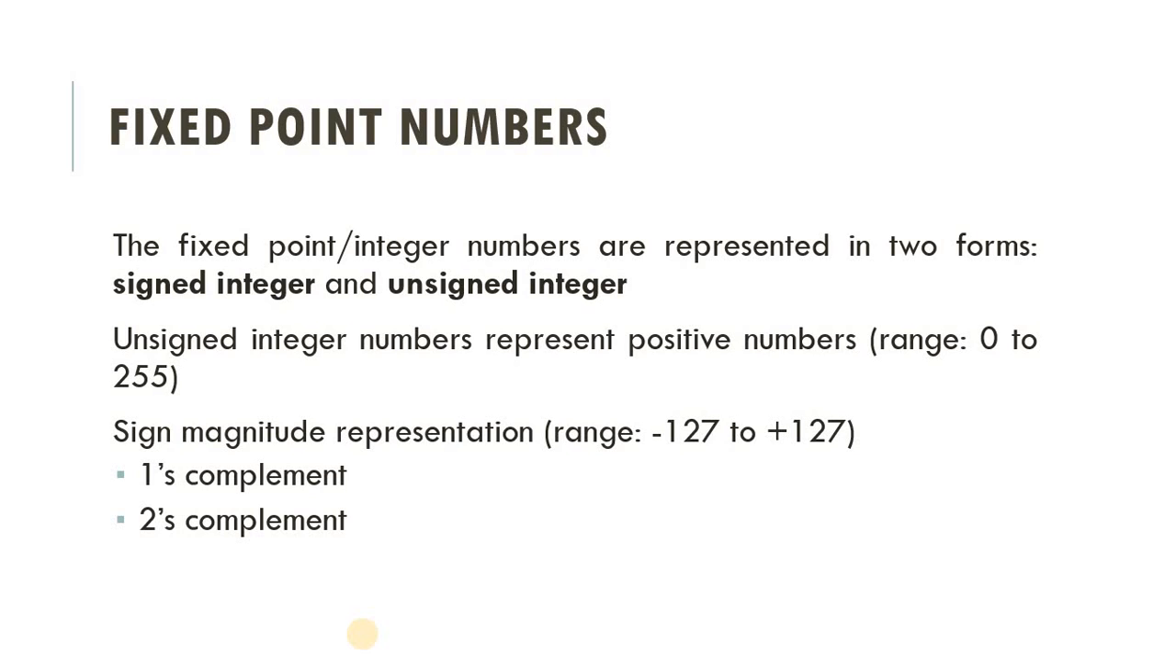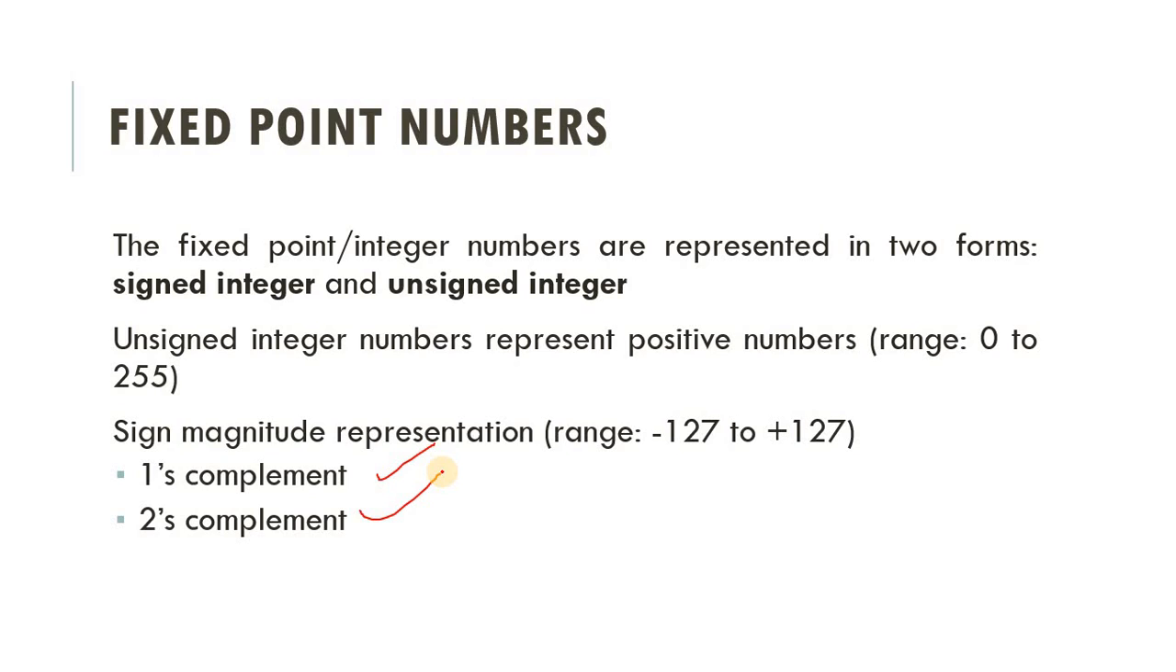The fixed point or integer numbers are represented in two forms: signed integers and unsigned integers. Unsigned integer numbers represent all positive numbers, and the range is 0 to 255. In unsigned integers, all numbers are positive and no number is negative. But in the signed integer, the number may be negative or positive, and the range of the signed integer is -127 to +127, and that can be represented in two forms, which are the ones complement and the twos complement of the number.